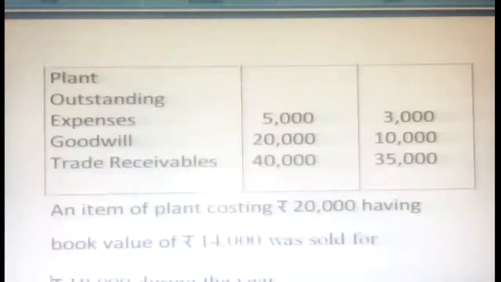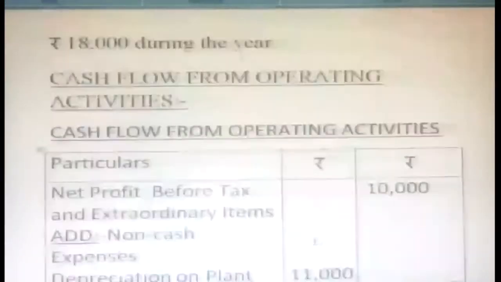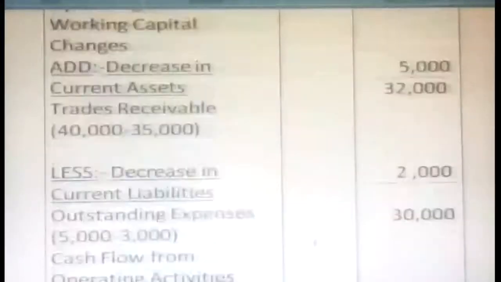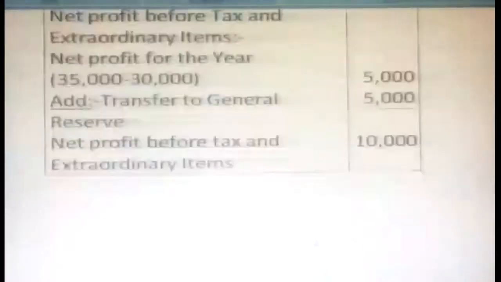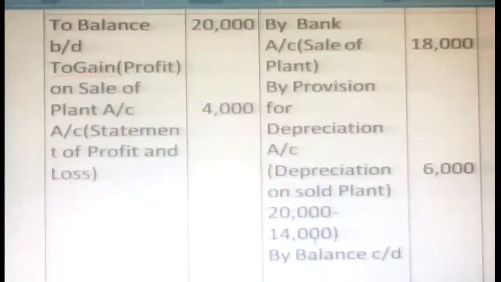See, plant depreciation, plant outstanding 5,000, 3,000. So here we understood the preparation of the plant account. For that we got our depreciation and opening balance.